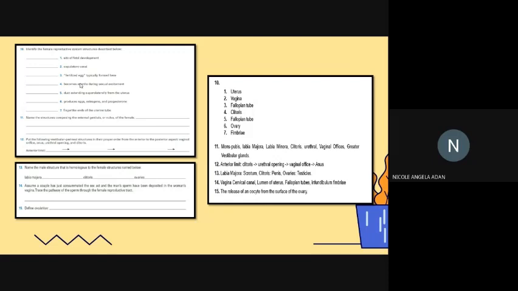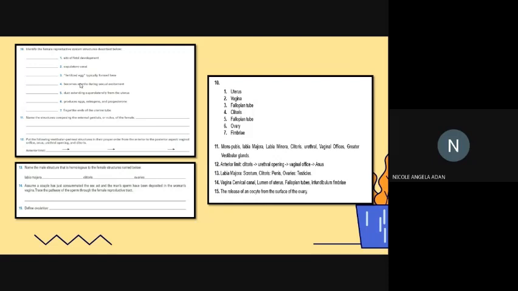And number 11, name the structures composing the external genitals or vulva of the female. Well, we have the mons pubis, labia majora, labia minora, clitoris, urethral and vaginal orifices, greater vestibular glands.